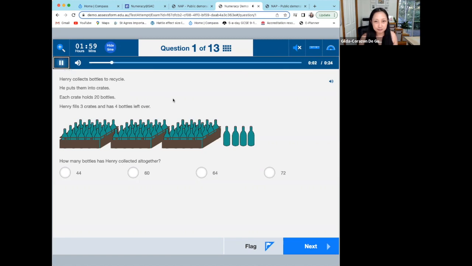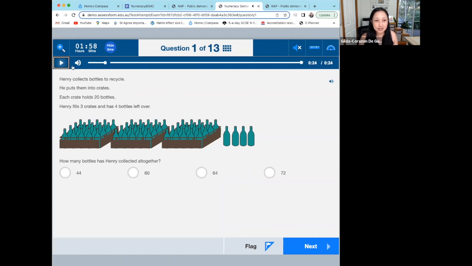Henry collects bottles to recycle. He puts them into crates. Each crate holds 20 bottles. Henry fills 3 crates and has 4 bottles left over. How many bottles have Henry collected altogether?